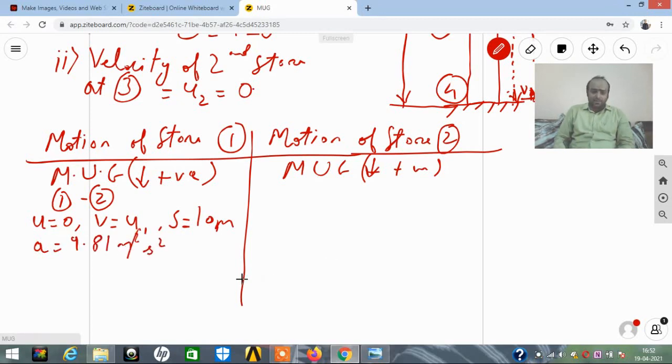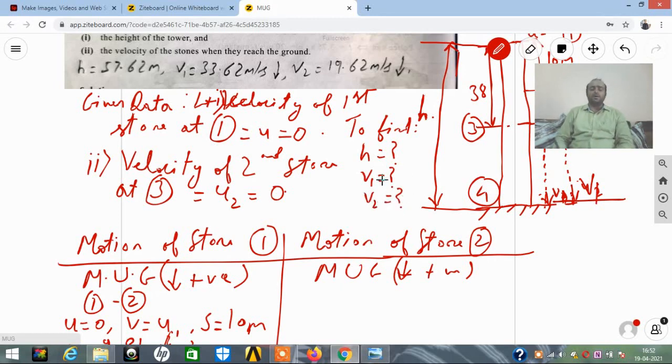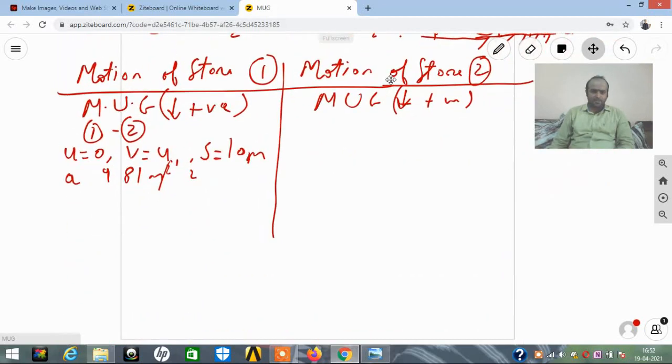Now I just forgot to mention what we are supposed to find in this problem. Let me write it over here. To find is the height of the tower, h is equal to question mark, as well as the velocity of the stones when they reach the ground. That is, velocity of the first stone when it reaches is v1, velocity of second stone when it reaches is v2 is equal to question mark. So now one by one, let us proceed ahead.